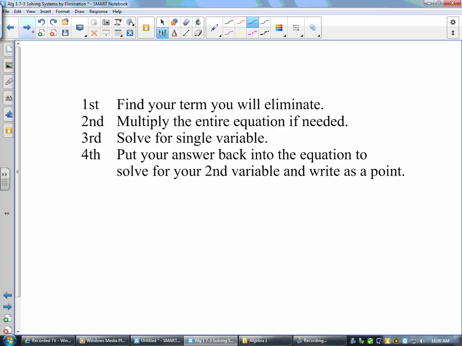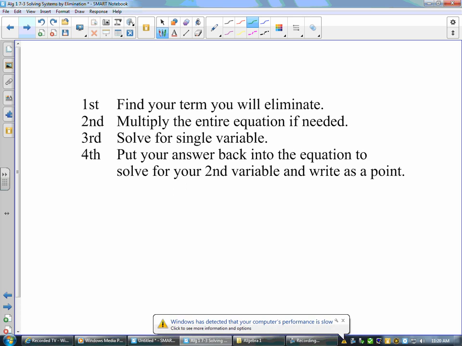So here are your basic rules. First, find the term you want to eliminate. Do you want to eliminate the x or the y? Which is easier? Second, multiply the entire equation if needed. You may not even have to do that if it's set up nicely for you. Third, solve for a single variable. Solve for just what's left over, what's not eliminated. Once you know that, then fourth, put your answer back into the equation and solve for your second variable. And last, write it as a point.